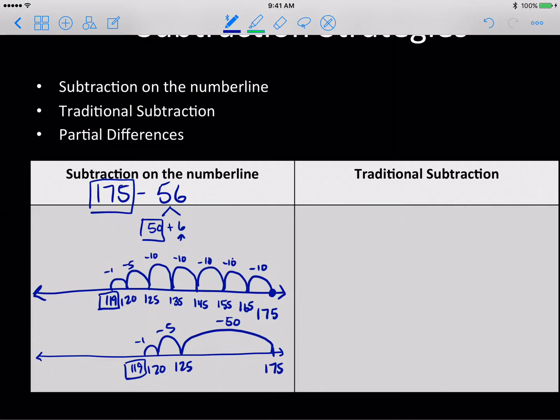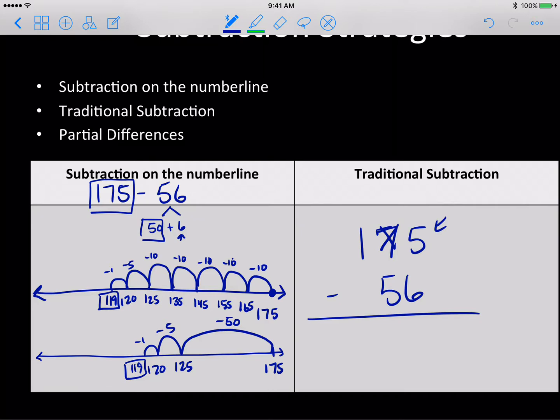In traditional subtraction, we would just do 175 minus 56. So I'm going to start in my ones place. 5 minus 6, can I do that? If I have 5 cookies, can I eat 6 cookies? Nope, so I'm going to regroup. I'm going to go over to the tens place and take one of those 7 tens, that's 70.